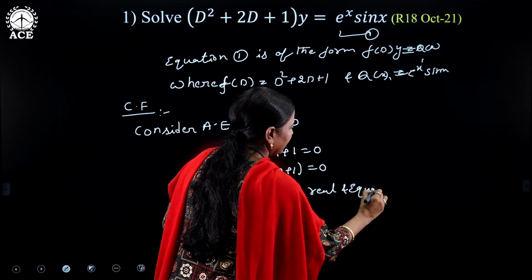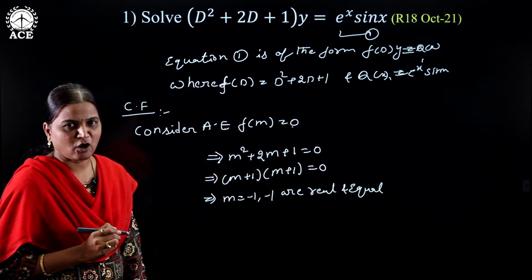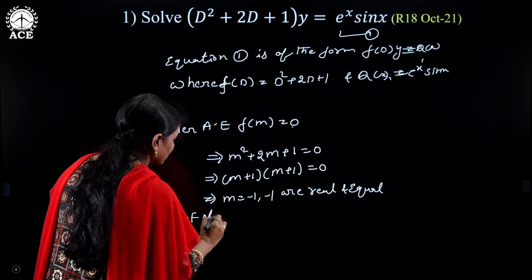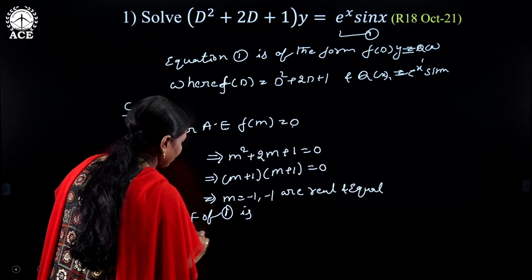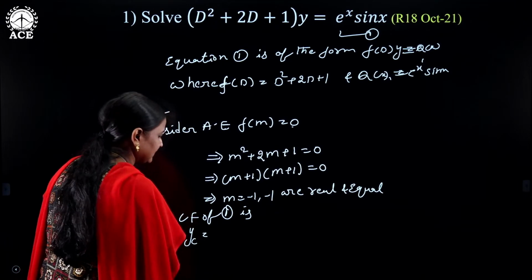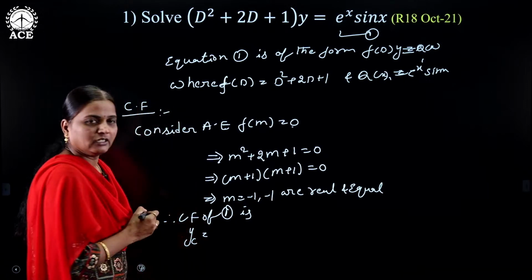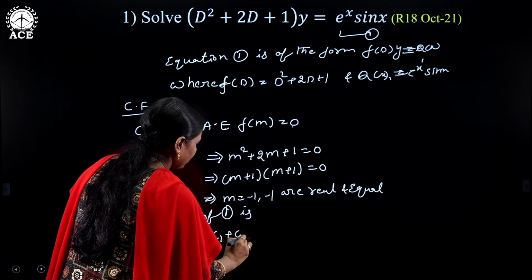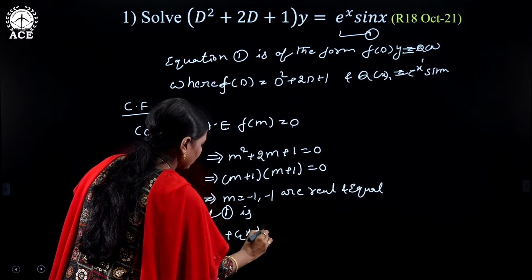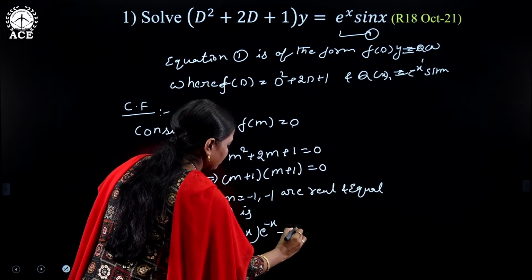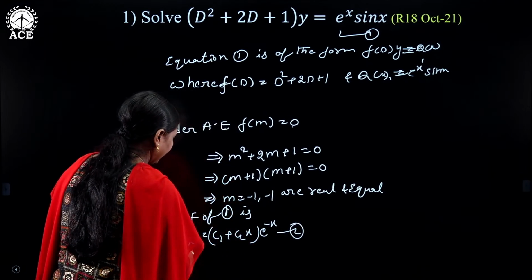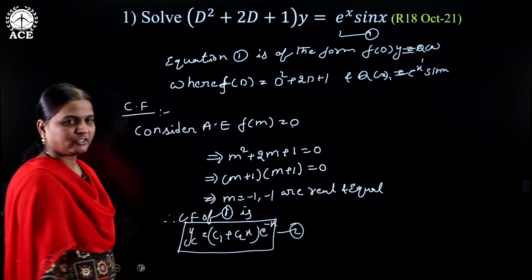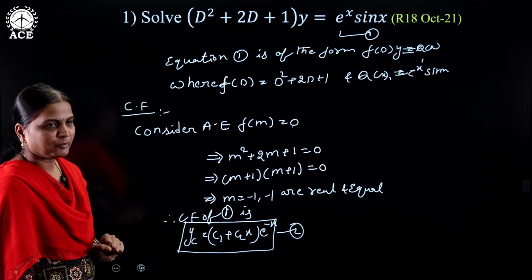When the roots are real and equal, how to write the complementary function? The complementary function of equation 1, denoted yc, is equal to (c1 plus c2 x) into e power minus x. Consider this as equation 2, and this equation 2 is the first part of the general solution, that is, the complementary function.